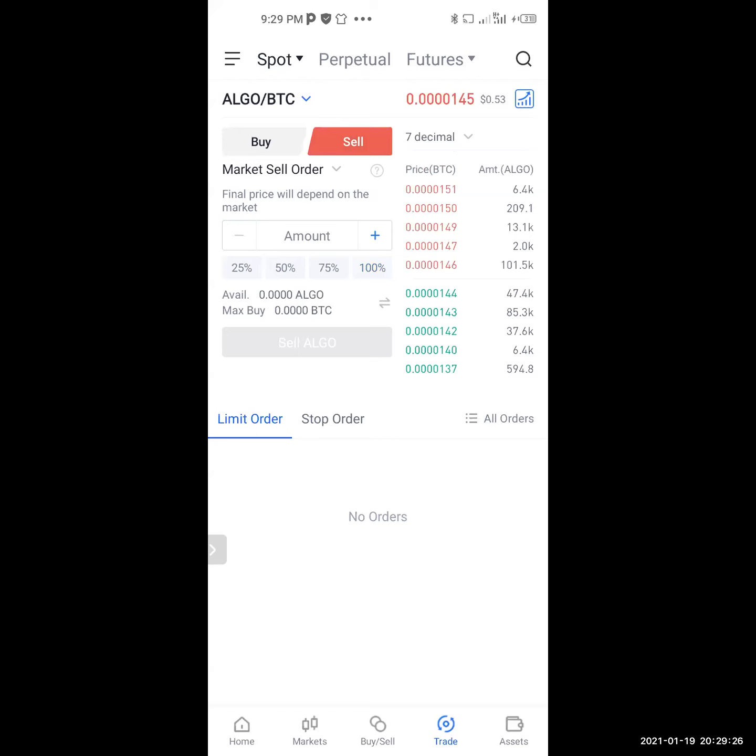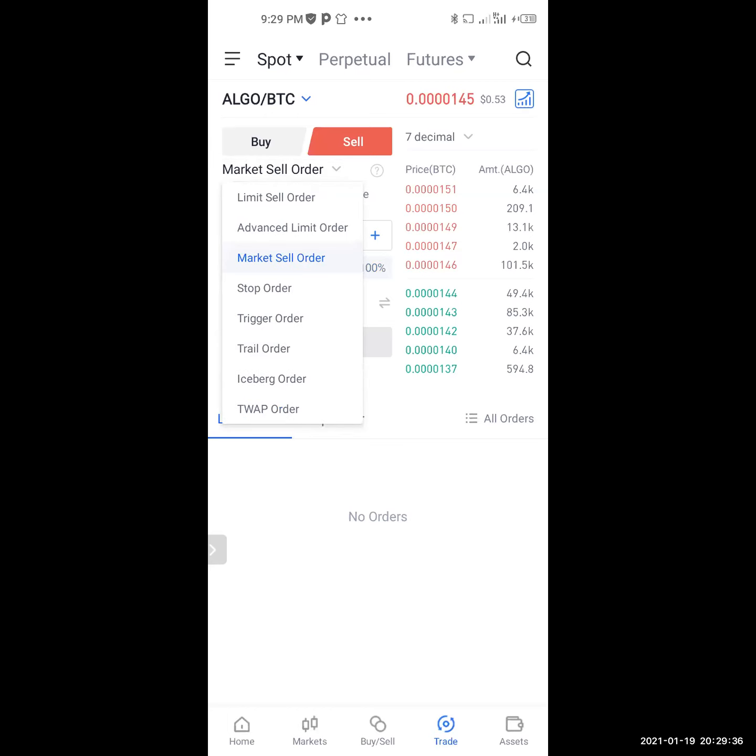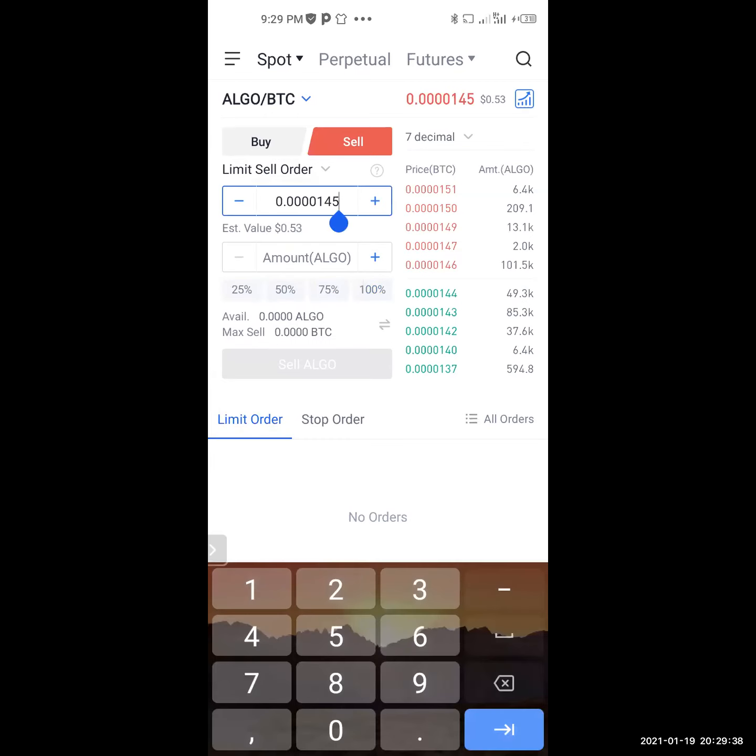Let's just say the price now is at 145. You want to take your profit at 200. So this is when you change the market sell order to a limit sell order and edit it to 200, so you can make profit at 200. Yes, you now click okay. 100%. This time around, you want to sell everything you bought.